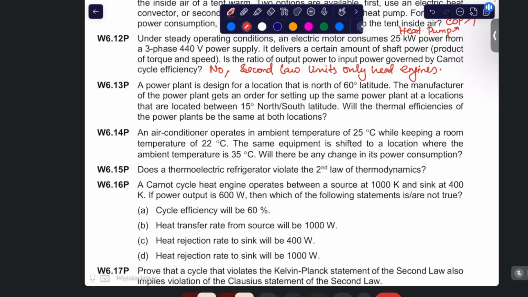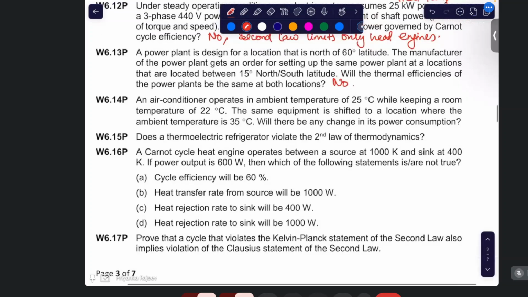So, probably not. Why? Because the ambient conditions differ. Okay, like 15-degree latitude and 60-degree latitude, one is near North Pole, another is near equator. So equator, we know that it is slightly hotter. So the ambient conditions will be hotter, and 60-degree latitude means the ambient condition will be really cold. So that affects the sink temperature, thus the overall efficiencies. So no. Okay, that is the answer, because ambient temperature is different.